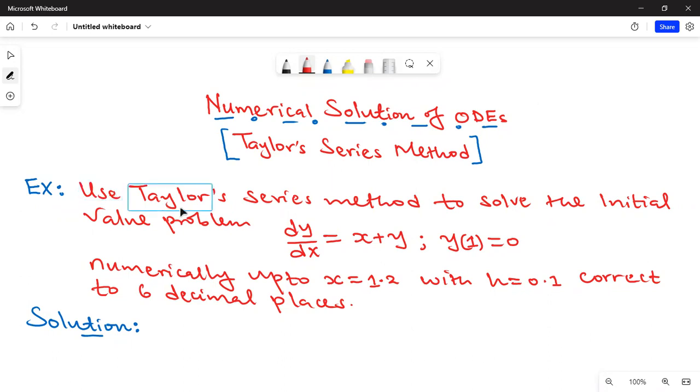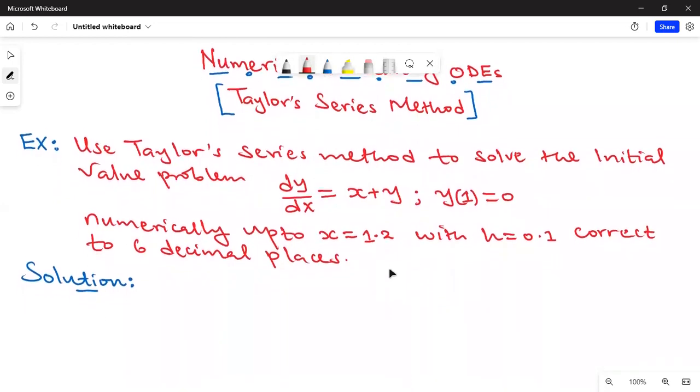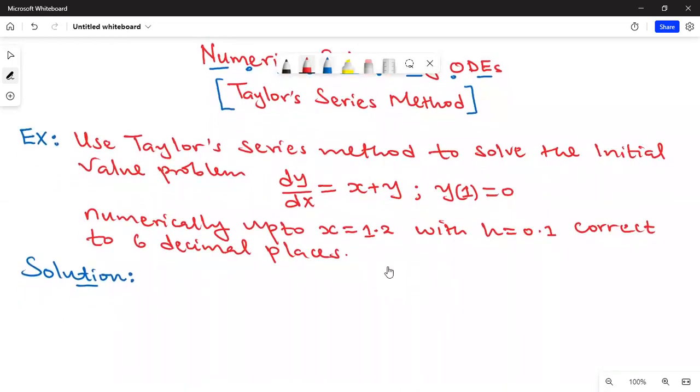We are asked to use Taylor series method to solve the initial value problem dy/dx = x + y, subject to the condition that y(1) = 0. Solve it numerically up to x = 1.2 with the step size h = 0.1, correct to 6 decimal places. So let's see how to go about this problem. Remember, we are using Taylor series method.